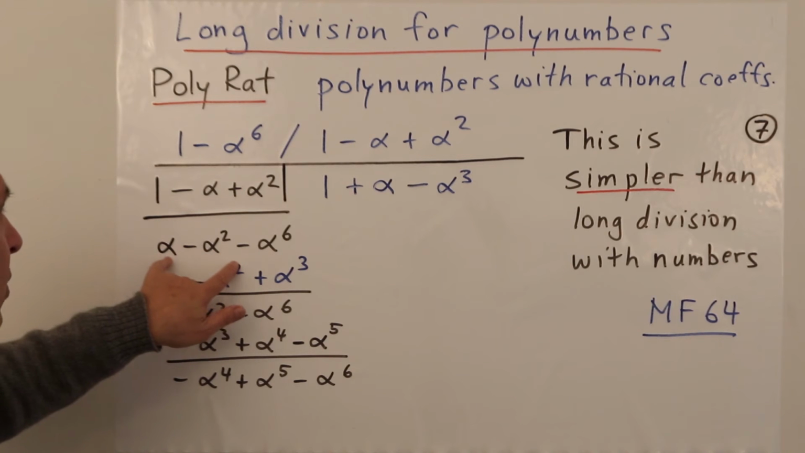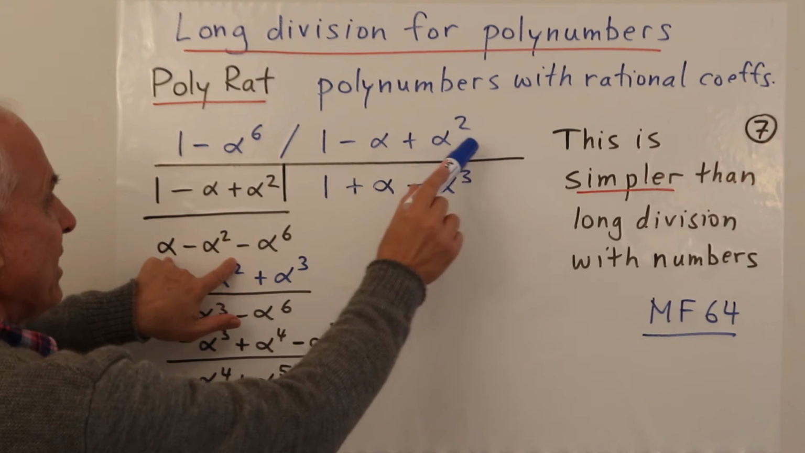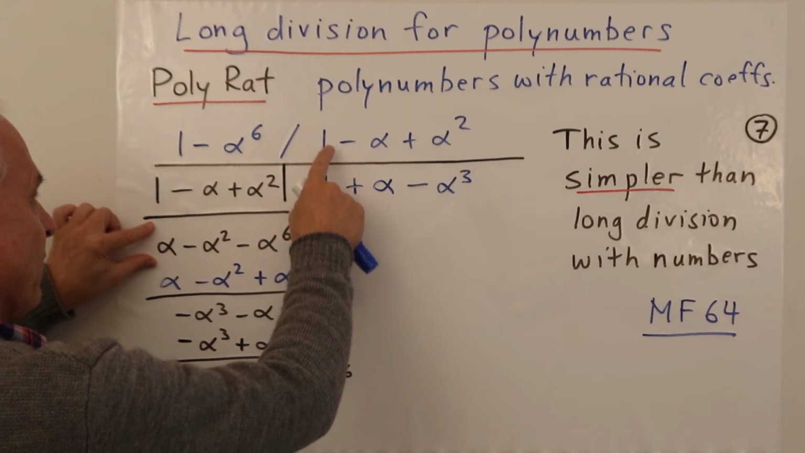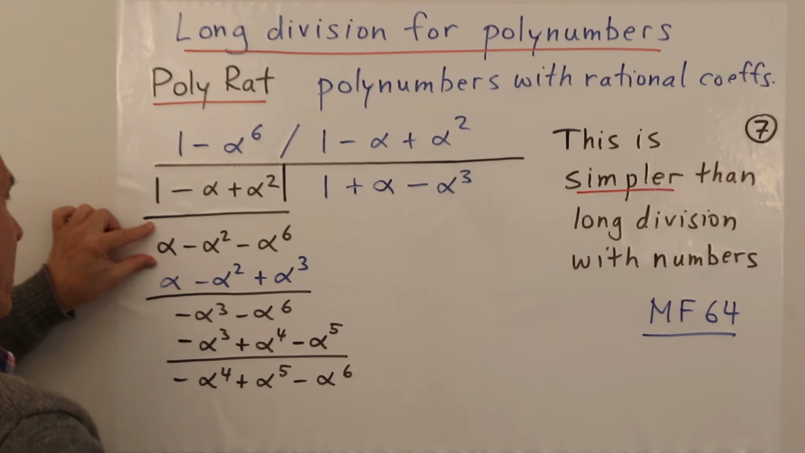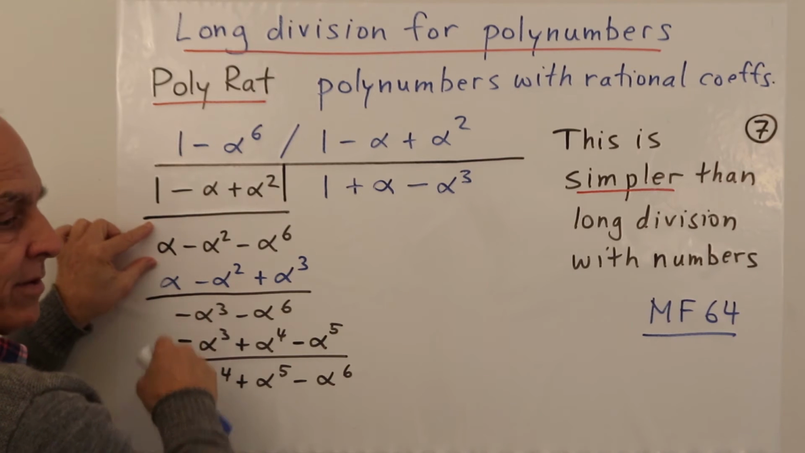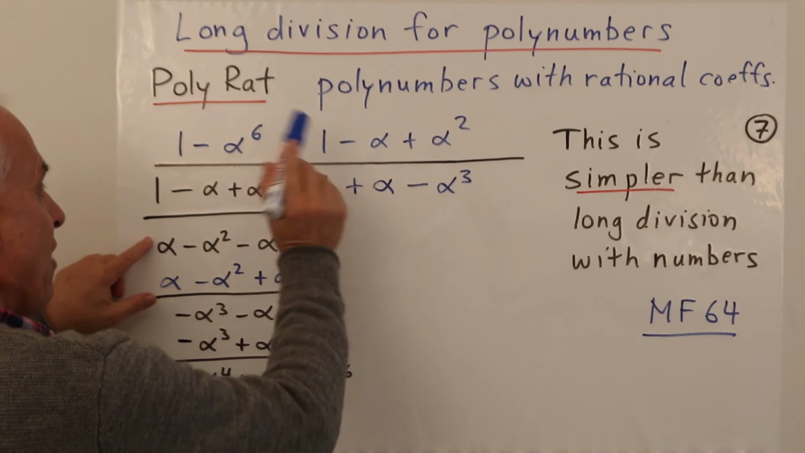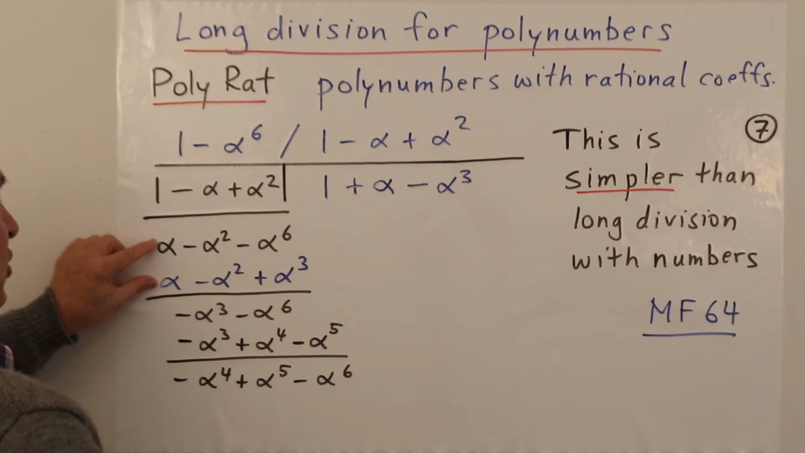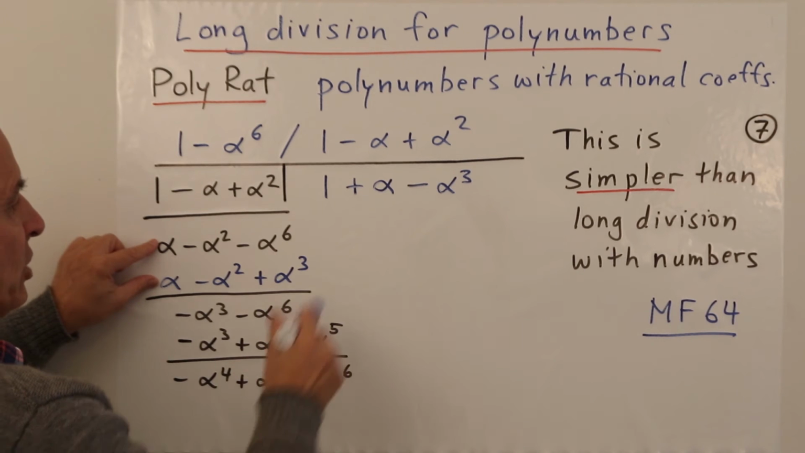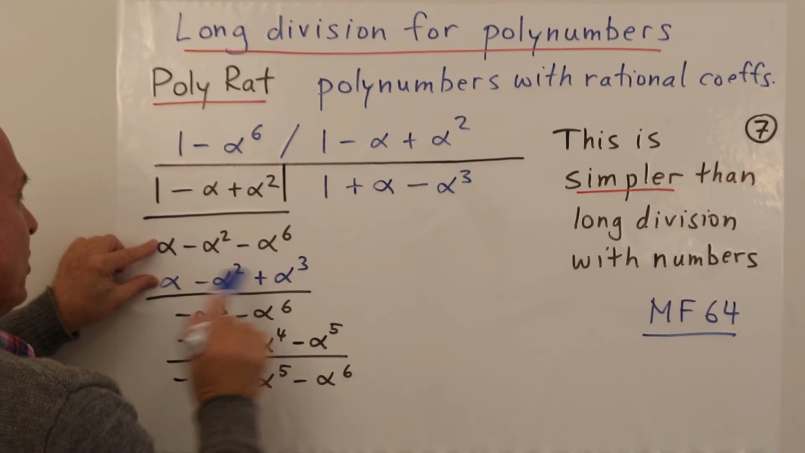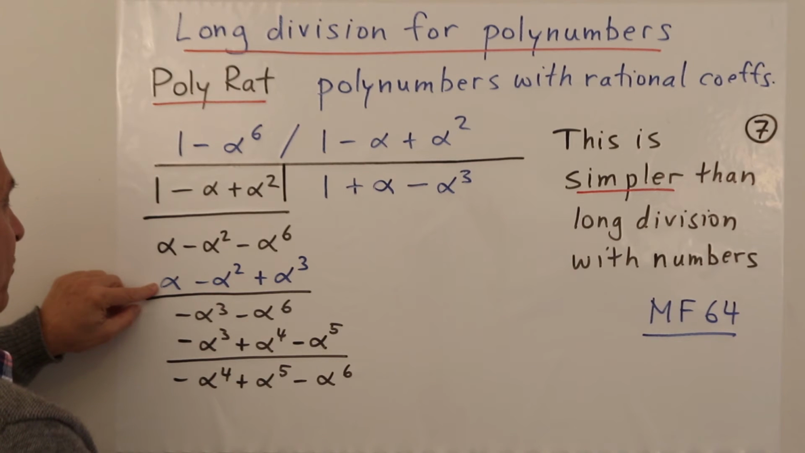Okay, now we ask the same question, how many of these fit into this thing? And again, all we do is look at the first entry here, which is 1, and the first entry here, which is alpha. It's particularly simple. We see that we have to multiply this by alpha in order to get an alpha that matches the one that's here. So we multiply by alpha, and we write down the product of this thing with alpha, which is right there. And we perform the subtraction.